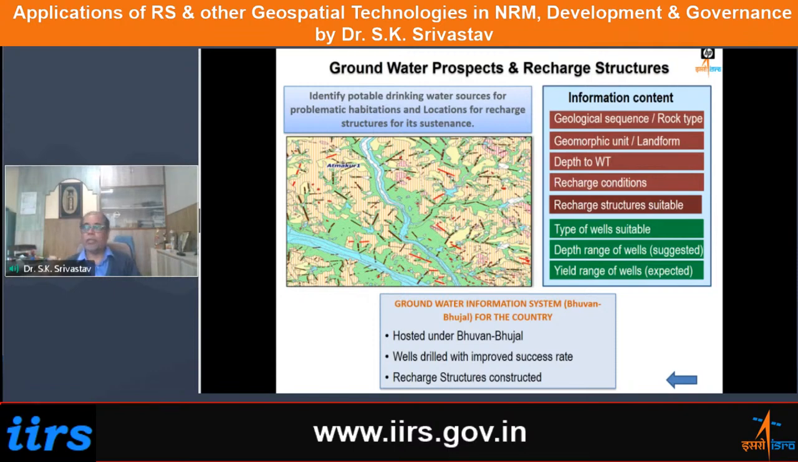That is number one. Number two, another information which is provided in these maps is which type of groundwater recharge structures are suitable.